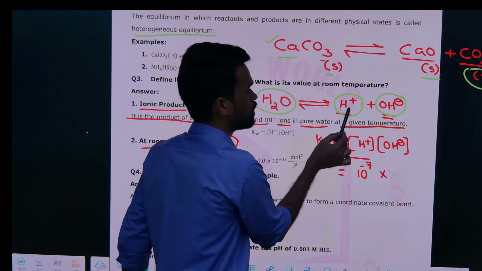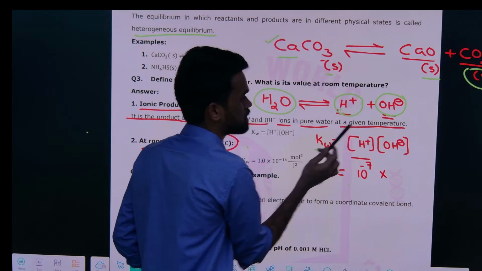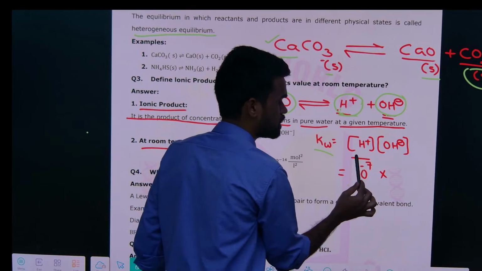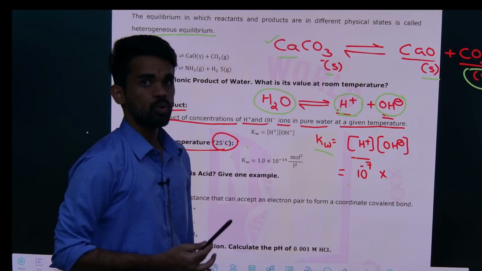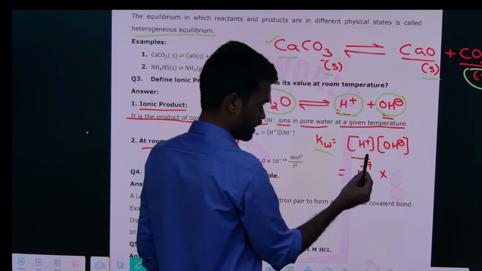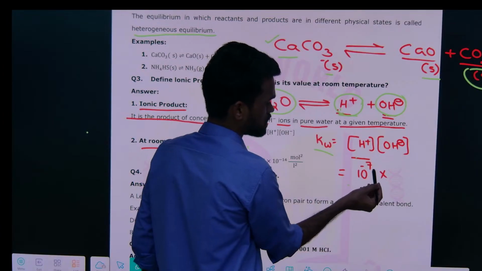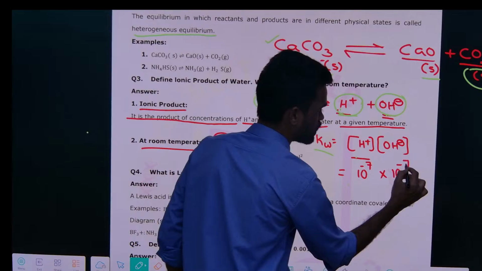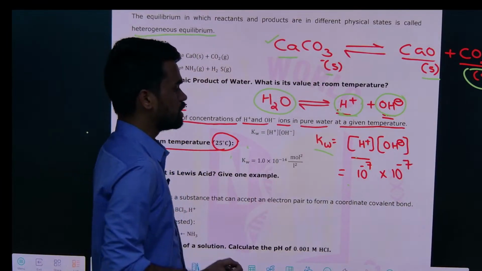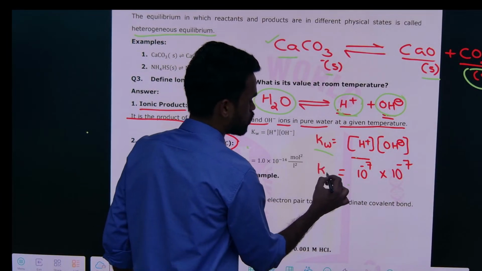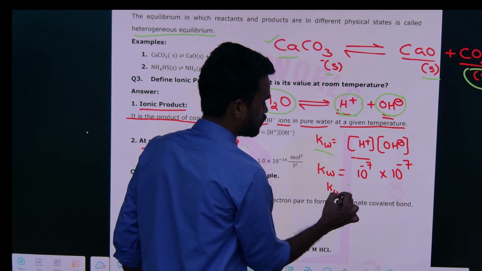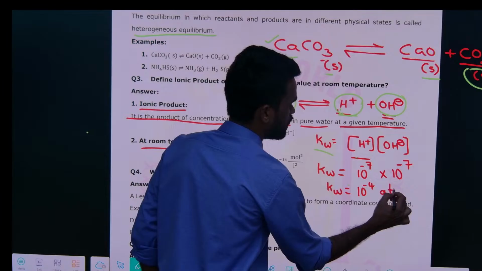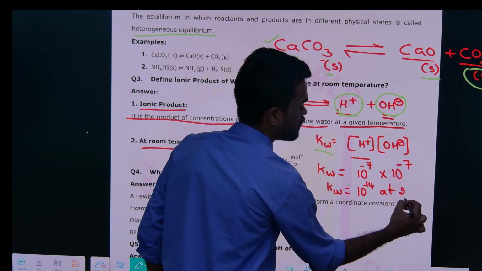So the total number of OH ions and H plus ions are equal. Whatever the concentration is for H plus ion, the same concentration comes for OH minus ion. Therefore the H plus ion concentration is 10 power minus 7, and similarly the OH minus ion concentration is also 10 power minus 7. So now the ionic product of water, KW, becomes 10 power minus 14. This will be at 25 degrees Celsius.